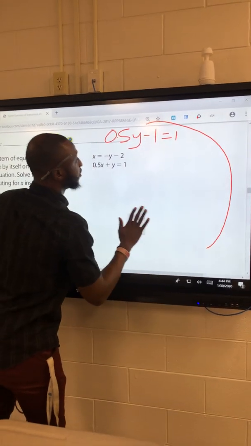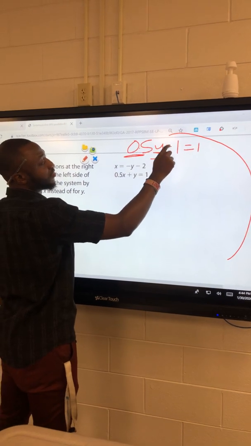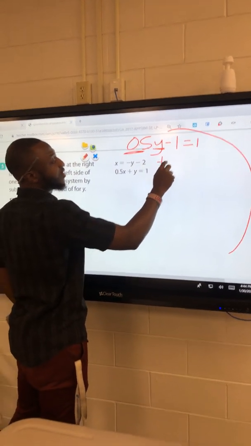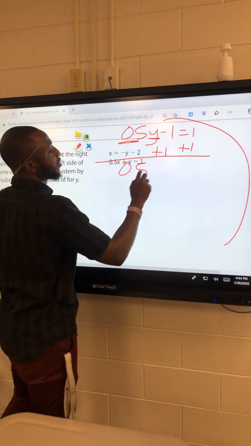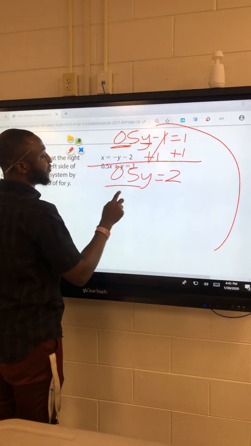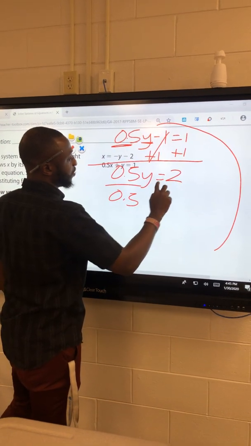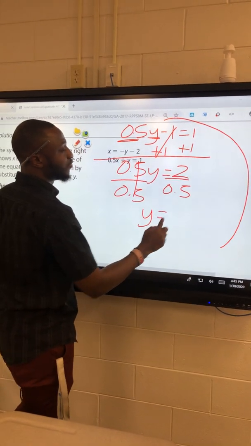We're almost there. I'm solving for this y. Remember, we want to do the coefficient last. So I'm going to get rid of that negative 1 first by adding 1. Whatever I do to one side, I do to the other side. This cancels out. 1 plus 1 is 2. Now I'm dividing by 0.5. So y equals 2 divided by 50 cents.